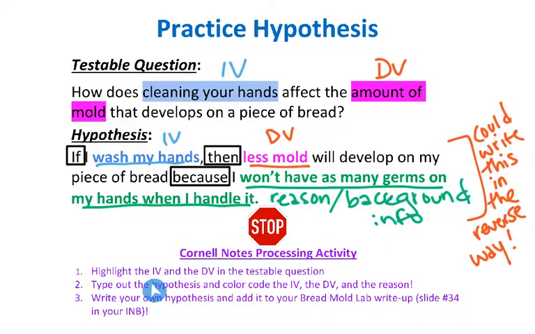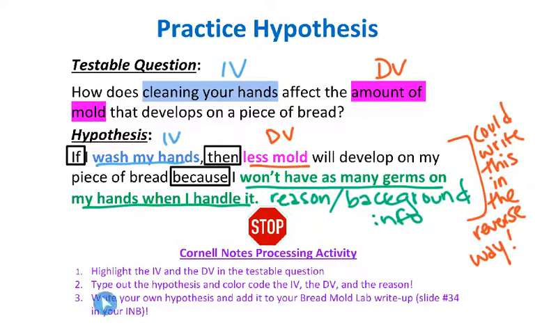And then I want you to type out the hypothesis that I wrote. So this example hypothesis, I want you to go ahead and type that out. There's a space for you to type it out. And I want you to color code the IV in blue, washing my hands, the DV in pink, less mold, and the reason in green, not as many germs. So make sure you put that in green. You can either change the text color or you can use the highlighting tool in your INB.